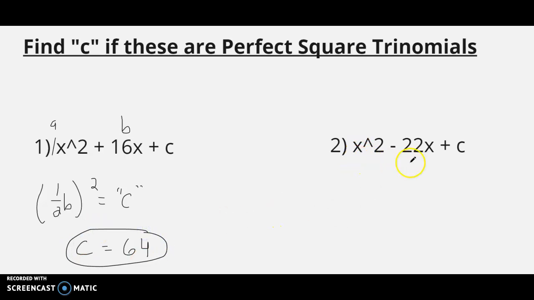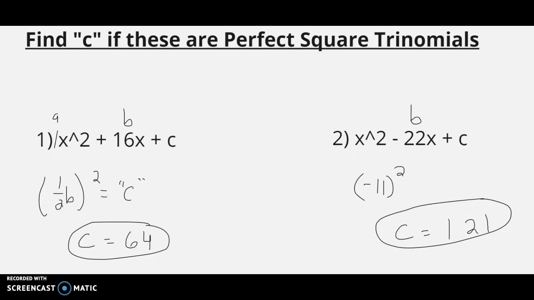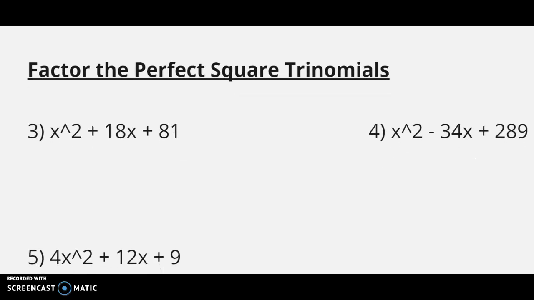Look at this example. The B number is negative 22. Cut that in half, we get negative 11. And then you need to square that to get C to be a positive 121. Alright, now those two examples just kind of warm us up to what we ultimately wanted to do here, and that is factor perfect square trinomials.